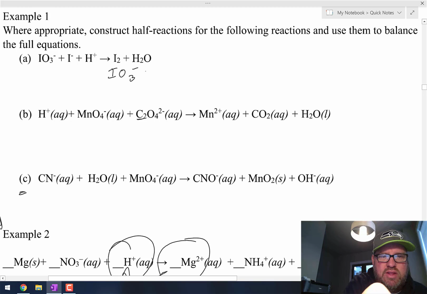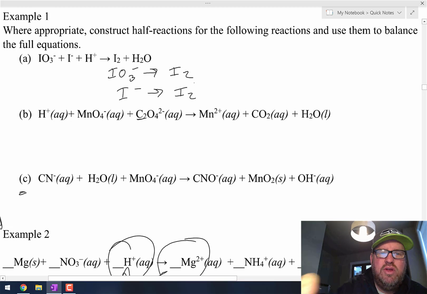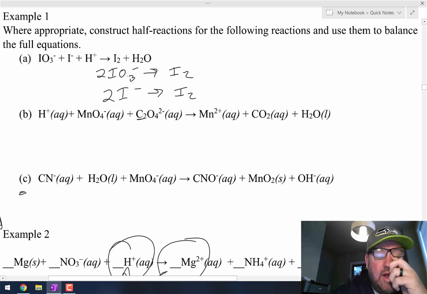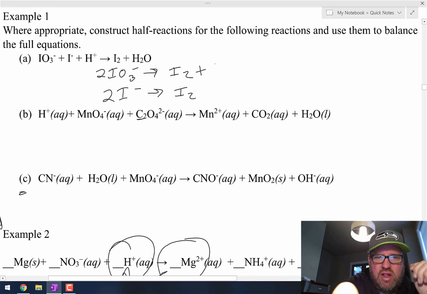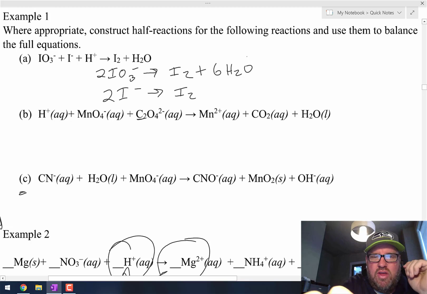IO3 minus, I'm splitting this up into my half reactions, makes I2. And then for the second equation, I minus makes I2. So the first thing we do is we balance the things that aren't oxygen or hydrogen. So I need a 2 right here, and I need a 2 right here. And then I balance the oxygens by using waters. So here on the first one, I have 6 oxygens on the left, so I need 6 waters on the right. The bottom one, I don't need to do anything.